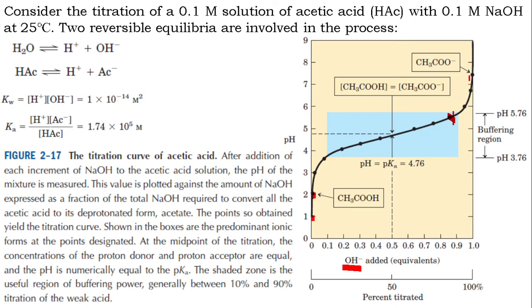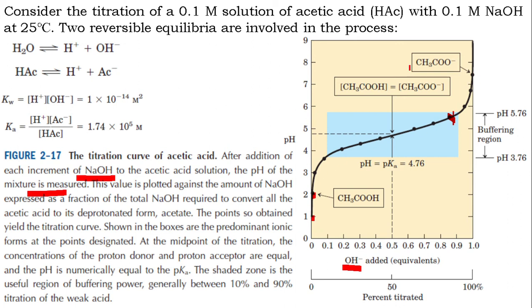Actually, this is acetic acid versus sodium hydroxide. What is formed is sodium acetate in this medium. This is the titration curve of acetic acid after addition of each increment of NaOH. Increment means maybe 1 ml, maybe 0.1 ml, and we will decide that when we are doing the experiment. The pH of the mixture is measured and we get such values and we join them together.